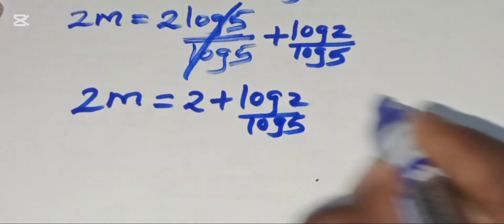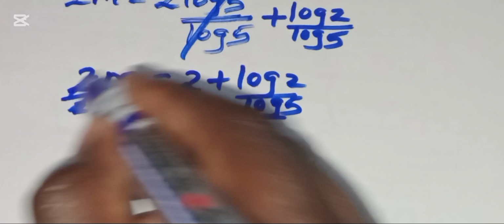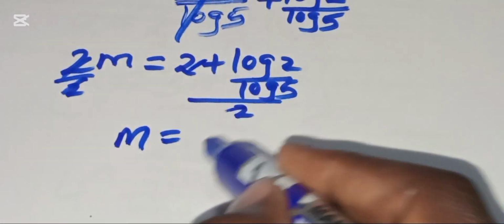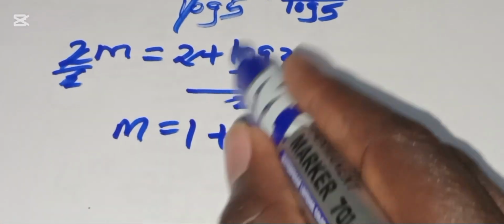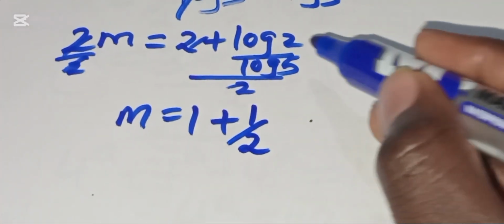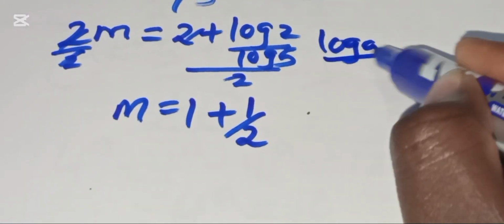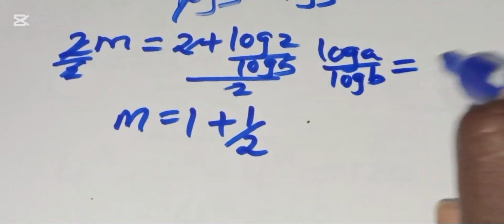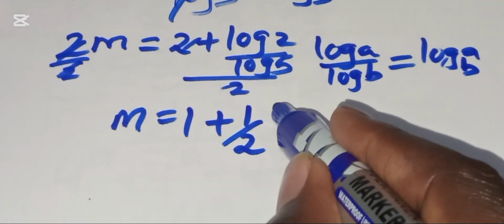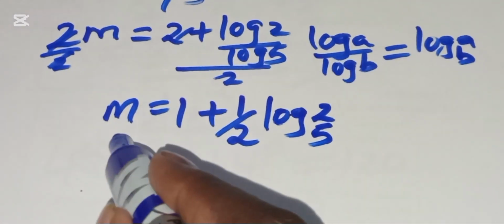We divide both sides by 2, so that we'll have m equal to 1 plus a half of log 2 divided by log 5. As you can see, log 2 divided by log 5 is in the form of log a divided by log b, which you can express as log a to base b. Let's apply this property. We'll have log 2 to base 5. This is the value of m.